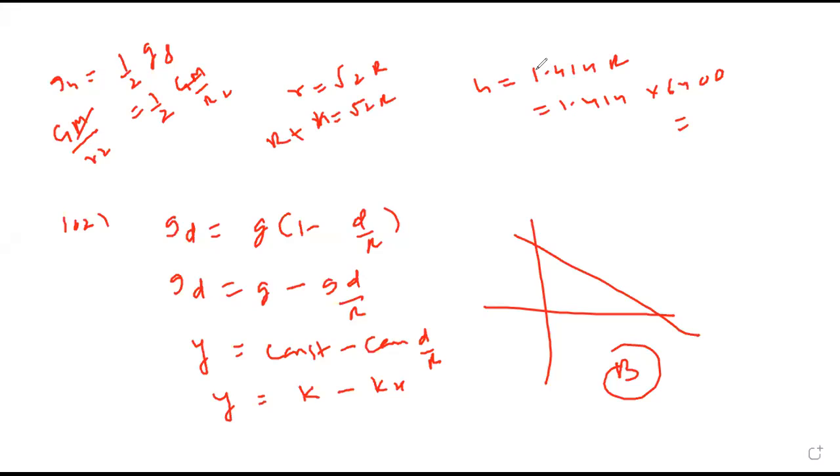No, B, 0.4. Root 2 R minus R is 0.414. How much are you getting? 2650. Correct. 2650 is correct. Option.